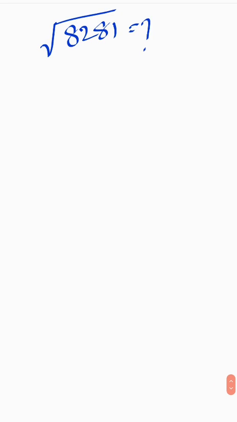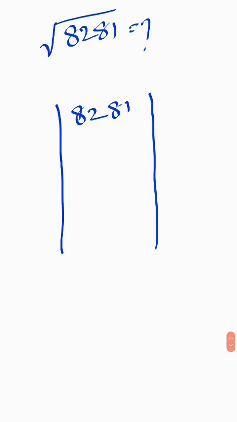Here I am going to explain one more problem for better understanding, because almost everybody can do the prime factorization method, but most students find the division method difficult. So one more problem: what is the square root of 8281? First write the number 8281, then draw lines like this, and from the left side select two digits, 82. Now we have to find the perfect square for 82.